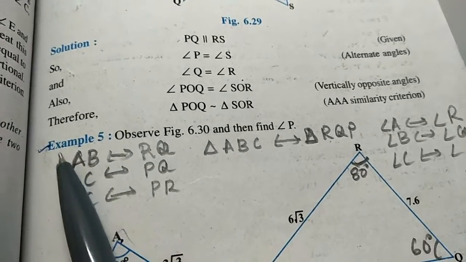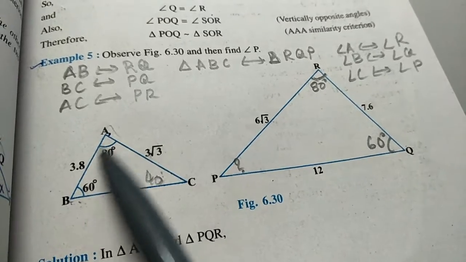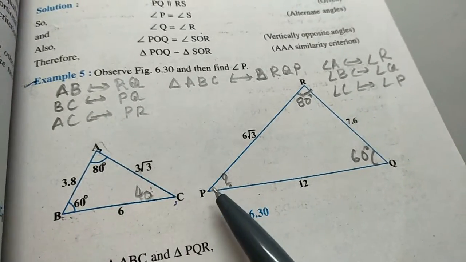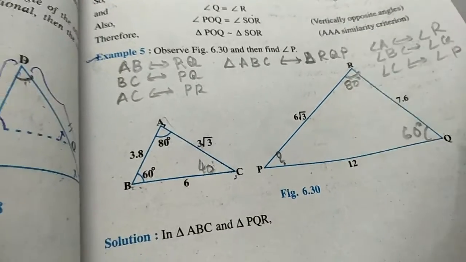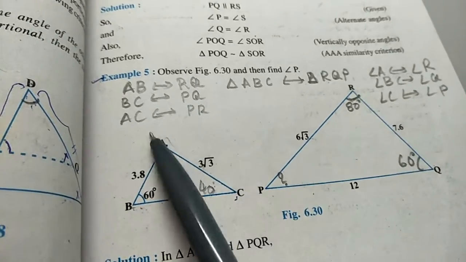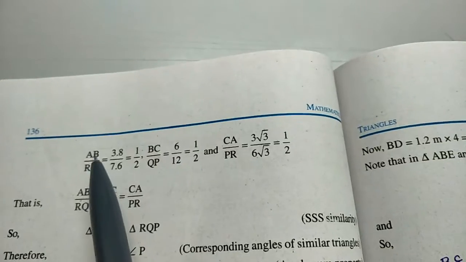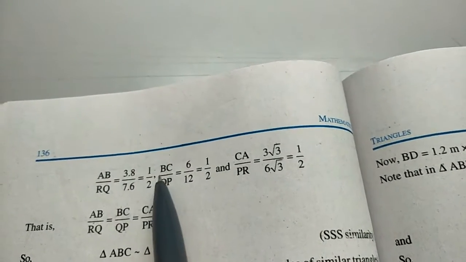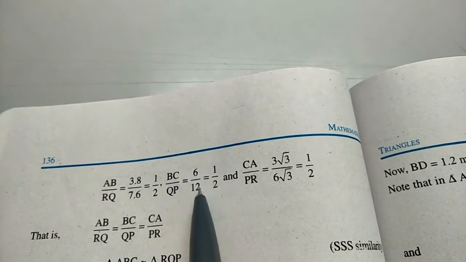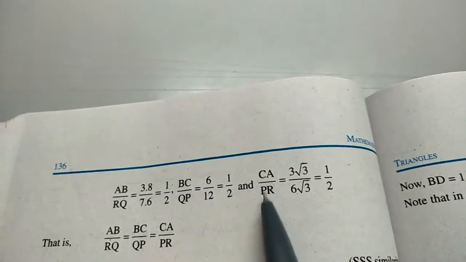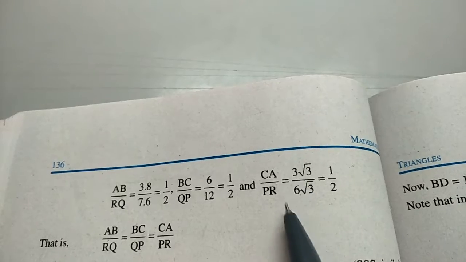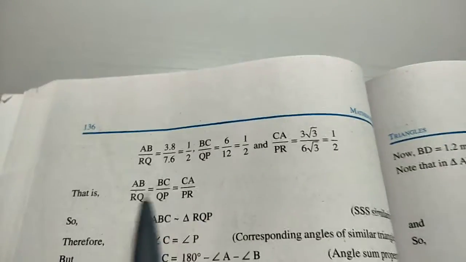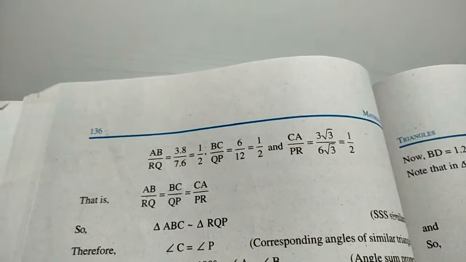Students, we will start with example 5. Now if you see example 5, you have got triangles ABC and PQR. In triangle PQR and ABC, if you see the correspondence, turn the page. You have AB upon RQ is equal to 3.8 upon 7.6, which is 1 by 2, BC upon QP is equal to 6 upon 12, 1 by 2, and CA upon PR is root 3 upon 6 root 3, 1 by 2. So on the basis of this, just go back.